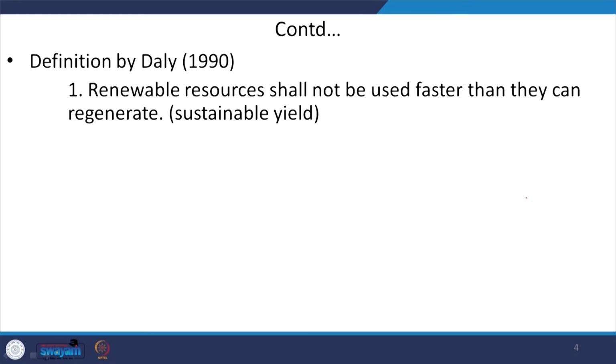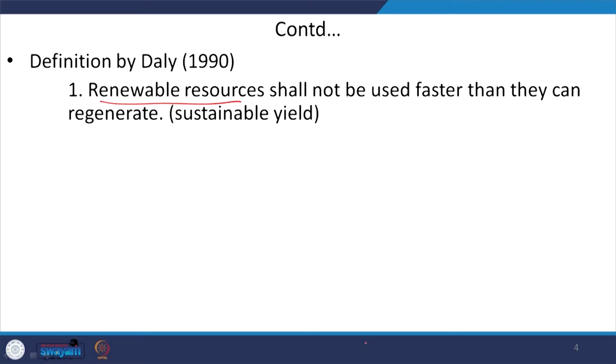Then we can also talk about the definition of sustainability. For Herman Daly, sustainability means that if renewable resources are not used faster than they get generated, then this is sustainability in terms of the sustainable yield of renewable resources. So, what is the definition then? Renewable resources can be sustainable if their use is lesser than their regeneration. If their extraction is faster than the rate at which renewable resources can regenerate, then they are not sustainable resources.